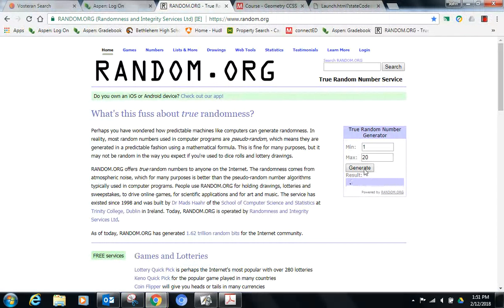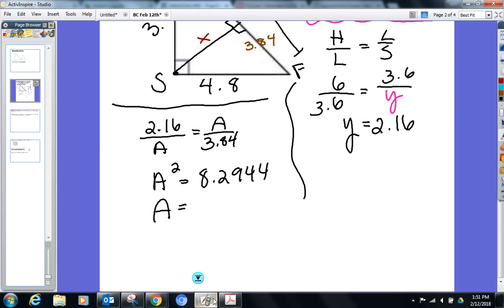Length of the service road, 2.88. Right now, if your problem has units in it, so does your answer, please. So 2.88 miles for the shortest length of the service road.